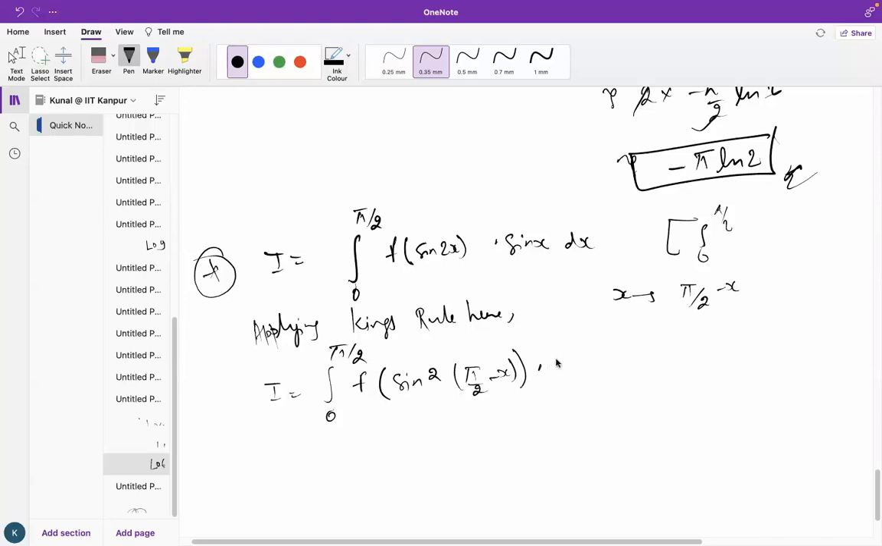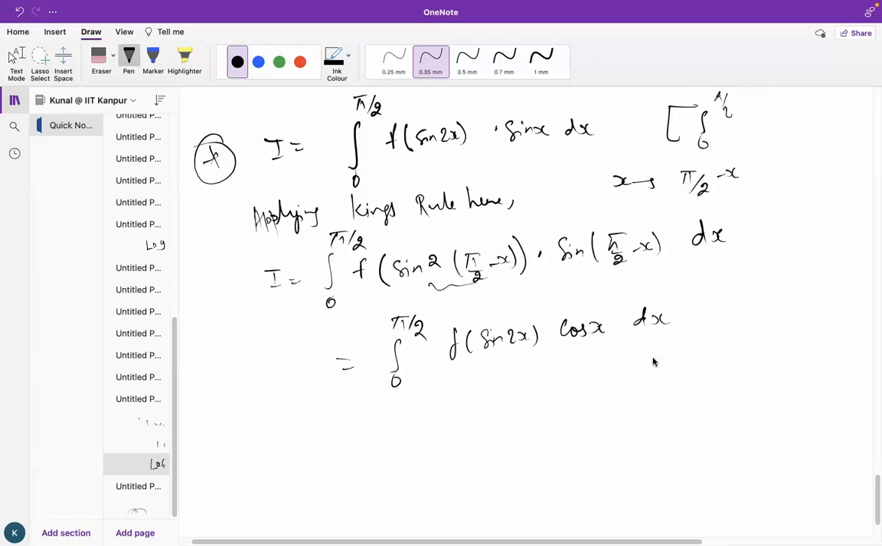Okay, and then sine of pi by 2 minus x and dx. So we can write this as we are integrating from 0 to pi by 2, and this function repeats the things, which is equal to f of sine 2x, and this is cos x dx, right? Let's call this equation number 1, this as equation number 2, and add equations 1 and 2.